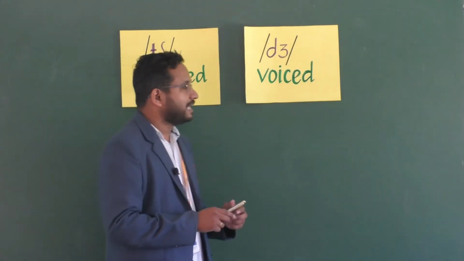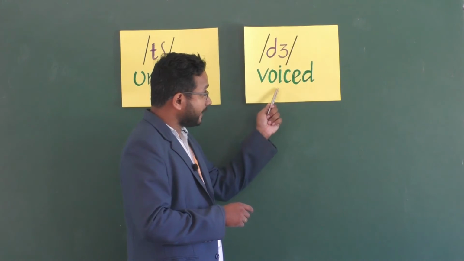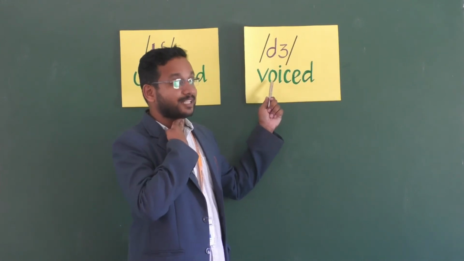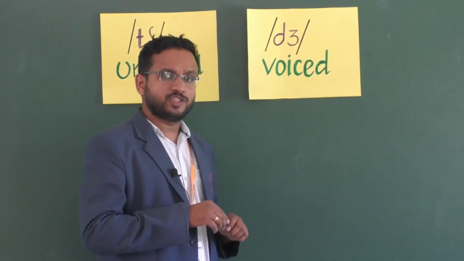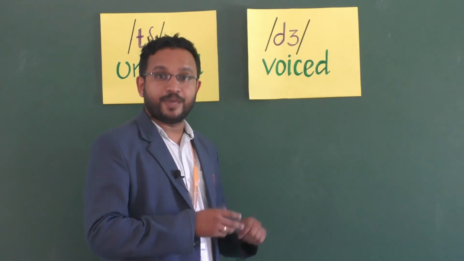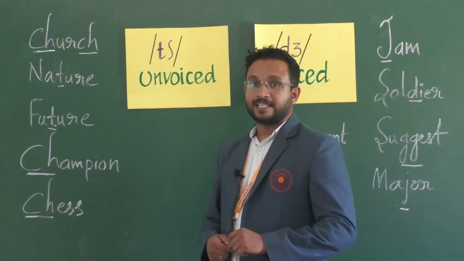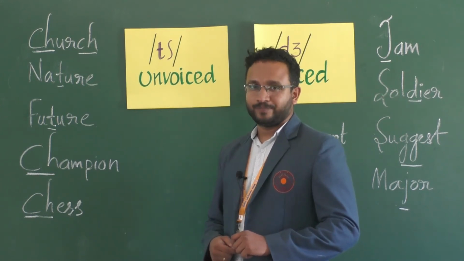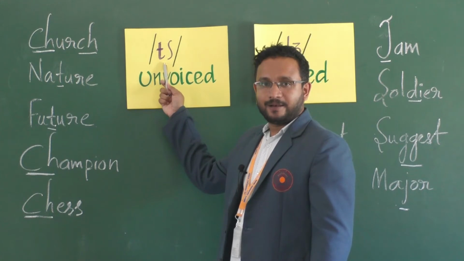Now, let's focus on this sound. It is a voiced sound, right? It has got vibration, correct? Yes, it has got vibration. So it is pronounced as j, judge, jam, major, adjacent, correct? All right. Dear students, now let me demonstrate the same examples. Yes, now you must have understood how to pronounce the symbol, right?